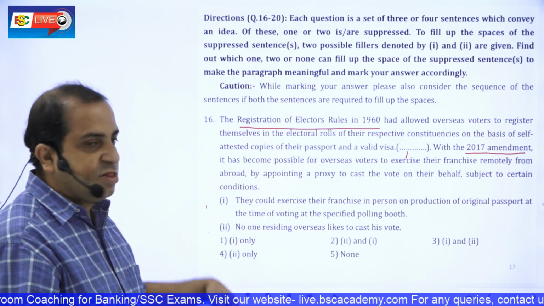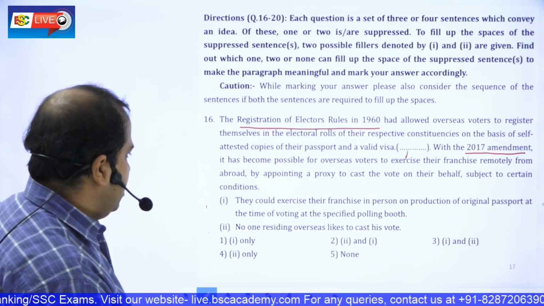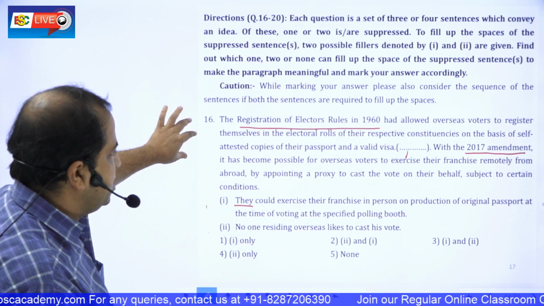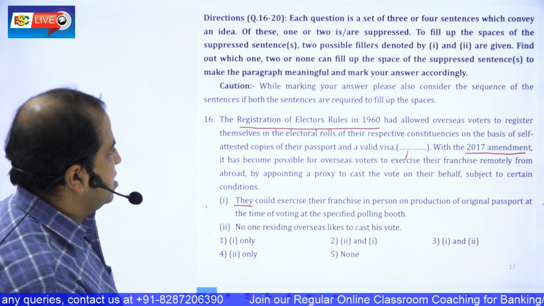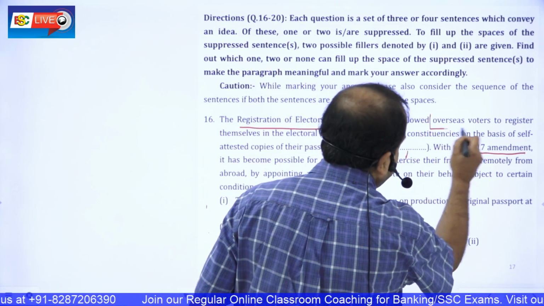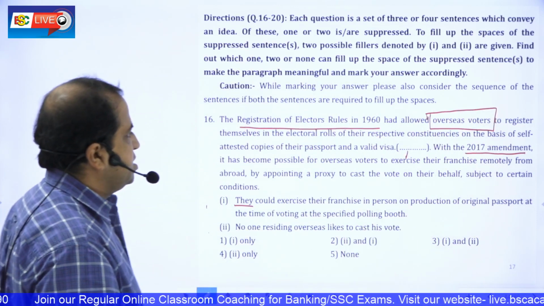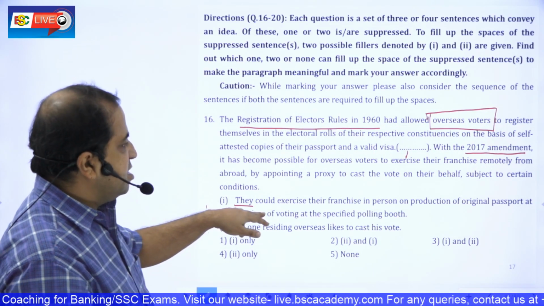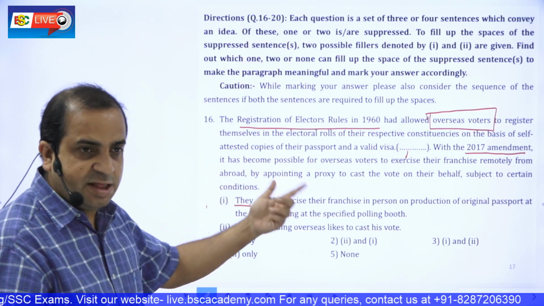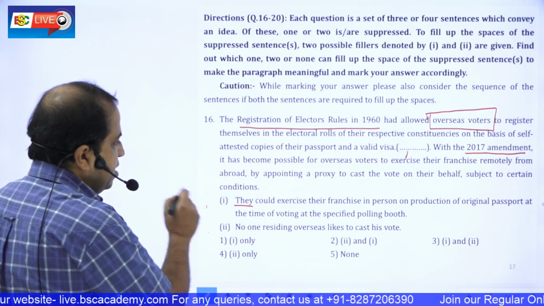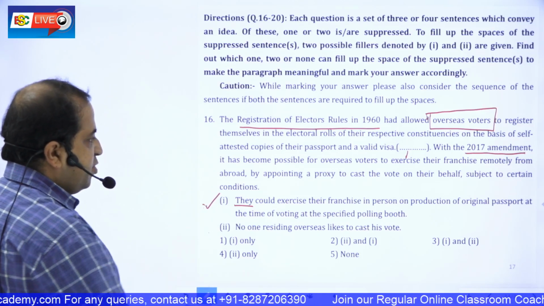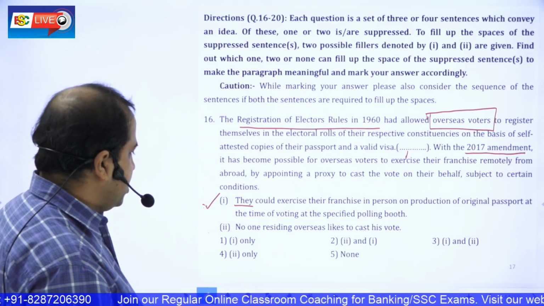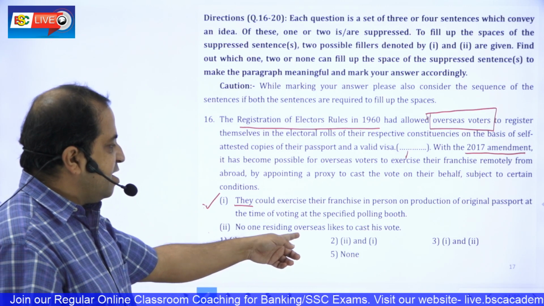इन दोनों के बीच कौन सा सेंटेंस फिट हो सकता है? Let us see. They could exercise their franchise. अब ये they किसके लिए, क्या फर्स्ट सेंटेंस में कुछ है उसके लिए they आ सकता है? They could exercise, किसकी बात हो रही है? Had allowed overseas voters to register themselves. Overseas voters अपने आप को उसमें register कर सकते थे. Now they could exercise their franchise. They could मतलब उस रूल के हिसाब से. So 1 तो आ रहा है. They could exercise their franchise in person on production of original passport at the time of voting at the specified polling booth. क्या 2 भी आएगा? No one residing overseas likes to cast his vote.